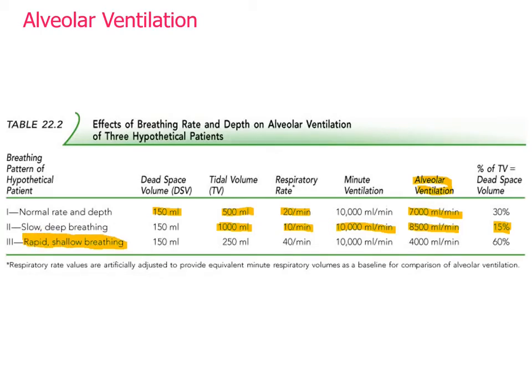Then the dead space contributes a much bigger percentage, because their tidal volume is smaller. Shallow breathing means smaller tidal volume. If their breathing is halved and they double their respiratory rate, yes, they're still at that 10,000, the same as here and here, but the alveolar ventilation drops significantly. So breathing rapid and shallow is not effective.